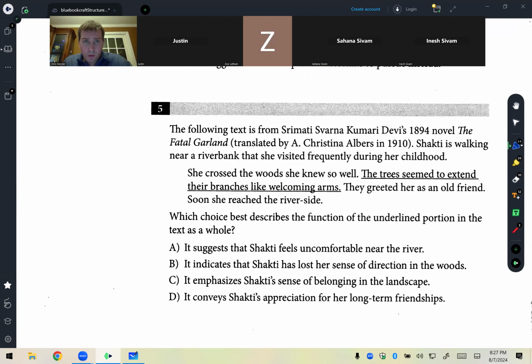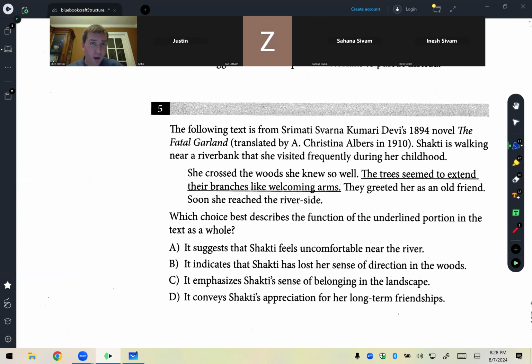All right, so this is from a novel. Shakti is walking near a riverbank that she visited frequently during her childhood. She crossed the woods she knew so well. The trees seemed to extend their branches like welcoming arms. So here we have personification. We are giving human qualities to non-human things, in this case, trees. So the trees are extending their branches like welcoming arms.